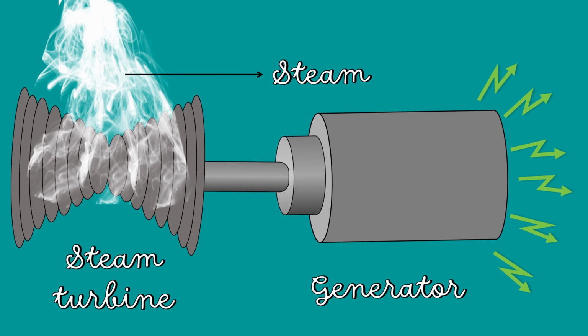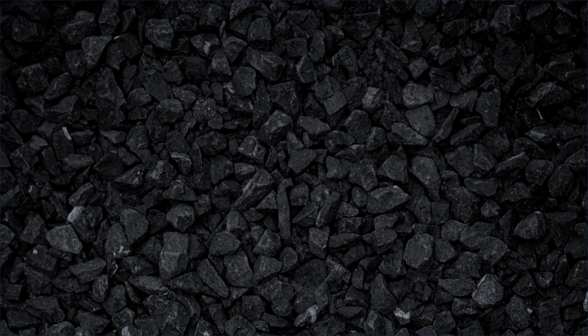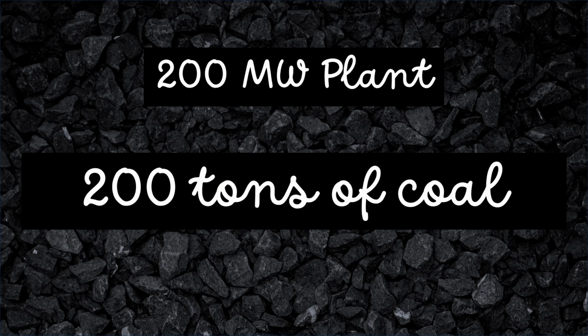An enormous amount of heat is released during this chain reaction. This heat energy is used to convert water into steam. Coal-fired thermal power plants burn an enormous amount of coal to generate electricity. For example, a 200 megawatt plant may require around 200 tons of coal daily.